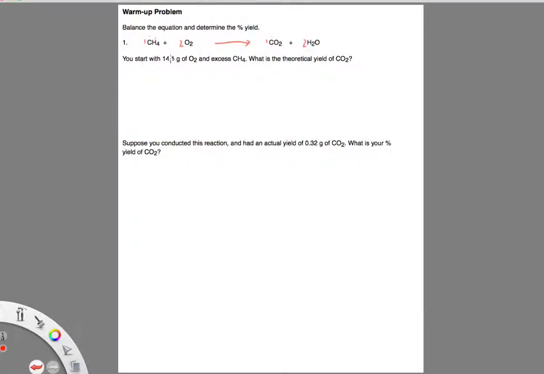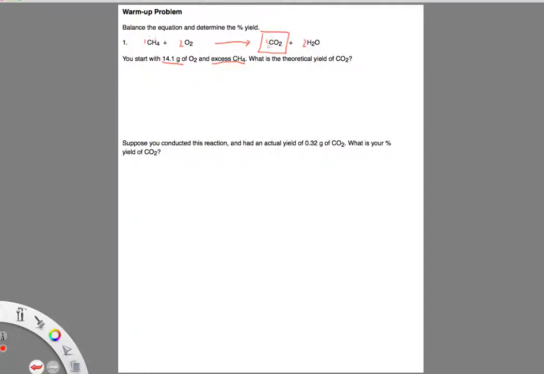Okay, it says you start with 4.1 grams of O2 in excess CH4. What is the theoretical yield of CO2? Excess means it's extra. So they're telling you in the problem that this right here is your limiting reactant. So you don't have to bother with going through and comparing how much CH4 would make a product. You don't need to worry about that. And it also shows you that you should be aiming to turn this reactant into that product.